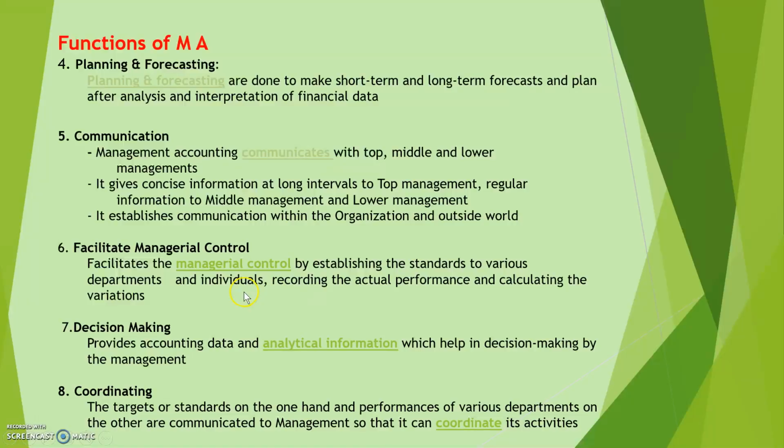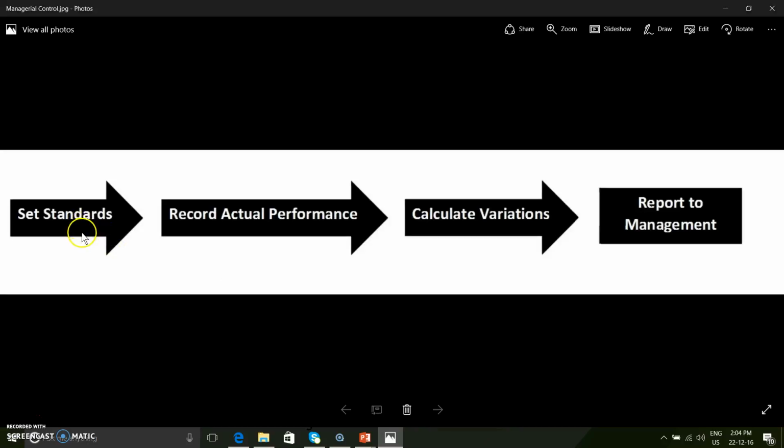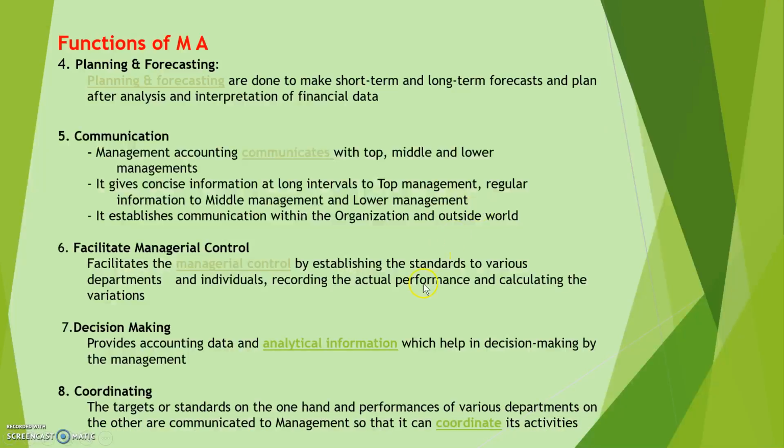Then the sixth one is managerial control. So management accounting facilitates the managerial control by establishing standards for various departments and individuals, then records actual performance and calculates variations. Now let us see this process. So first it sets the standards, then records actual performance, then calculates variations, then ultimately reports to the management.